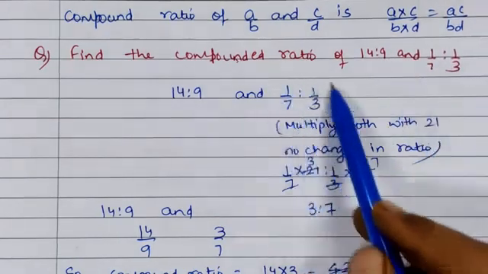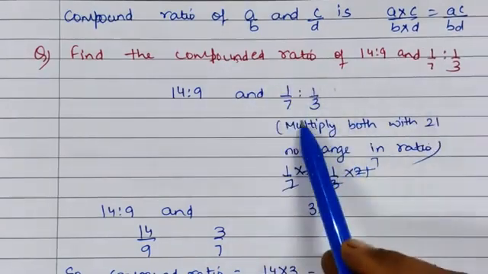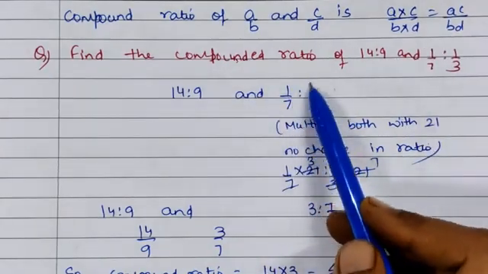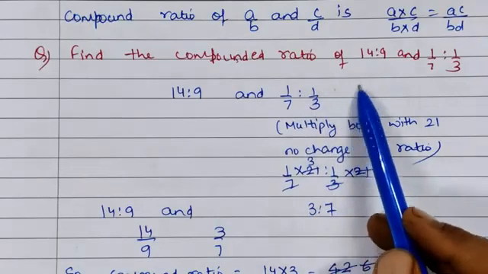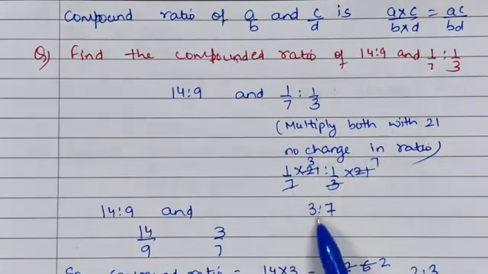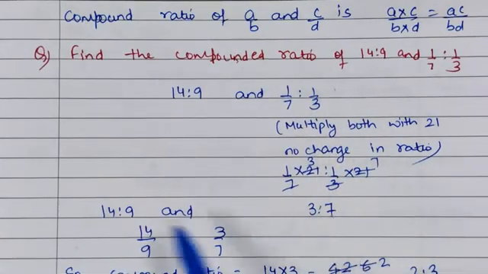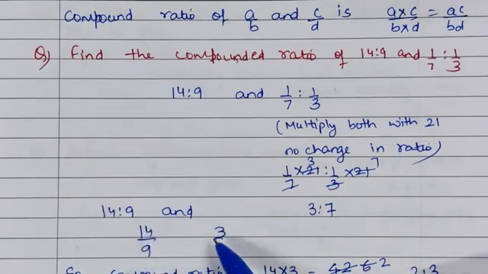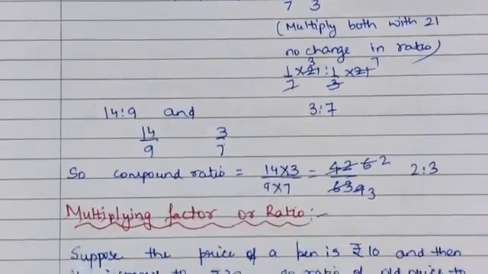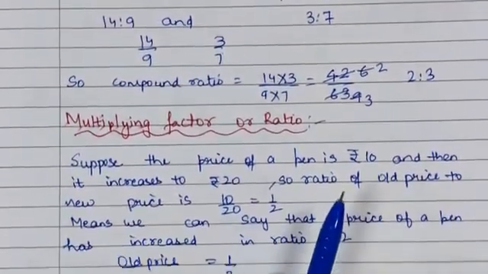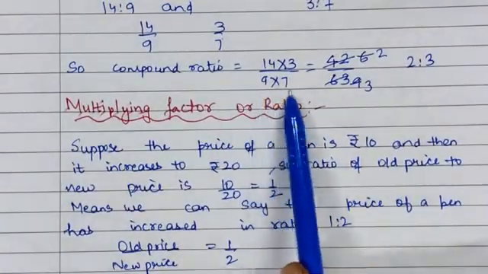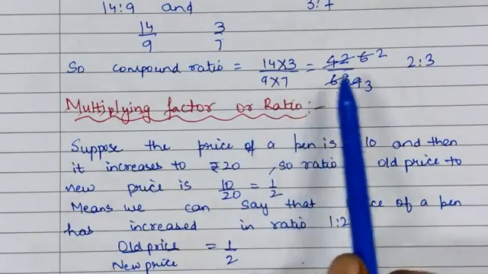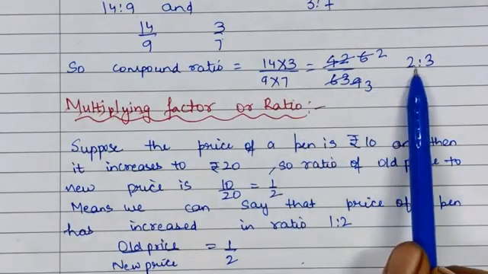First of all, let us make it simple. Multiply with 21, multiply with 21. We get 3 is to 7. Now we have the ratios 14 is to 9 and 3 is to 7. So now the compound ratio will be what? Multiplication of numerators upon multiplication of denominators. So we get 2 is to 3.